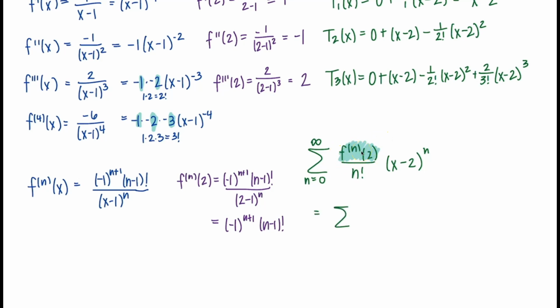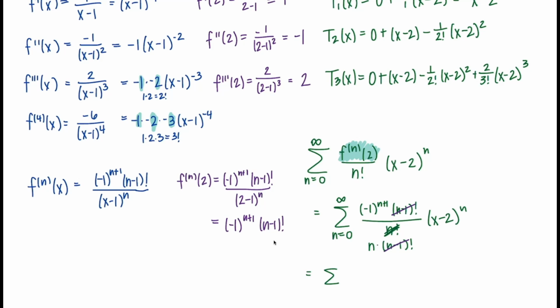So our Taylor series, the sum of n equals 0 to infinity of now -1 to the n plus 1 times n minus 1 factorial over n factorial. So I just replaced that part here. I still have to be over n factorial times x minus 2 to the n. Let's do a little bit of simplifying here. So n minus 1 factorial and n factorial reduce because n factorial is n times n minus 1 factorial. So I'm rewriting n factorial as this quantity here so that n minus 1 factorials cancel. So these are gone.